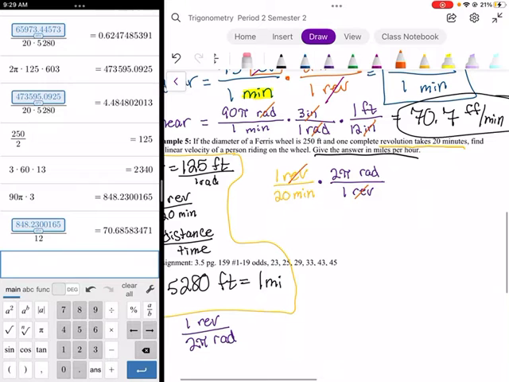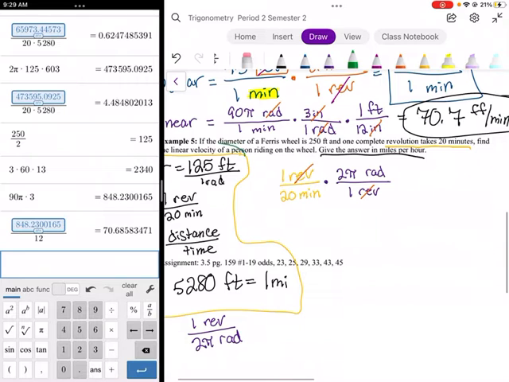So next, we need to get rid of the radians, because we're trying to give our answer in miles per hour. So we don't have radians there. So we're going to use our radius. We're going to multiply this by 125 feet over 1 radian. And then those radian units cancel out with each other. So now we're left with feet per minute. And we need to do miles per hour.